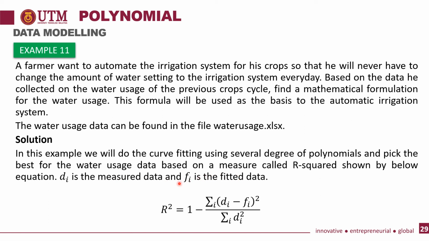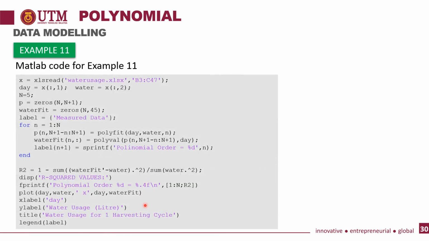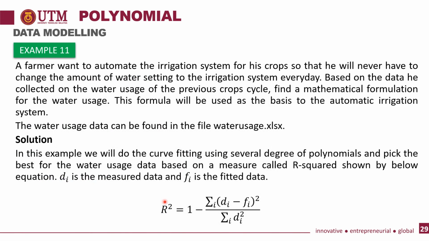So for this example, we are using R squared. R squared is equal to 1 minus the summation of (di minus fi) squared, where di is the measured data and fi is the fitted data, over the summation of the measured data squared. This is one of the curve fitting methods, called the R squared method. But first things first, we need to find the expression, which is the fi.